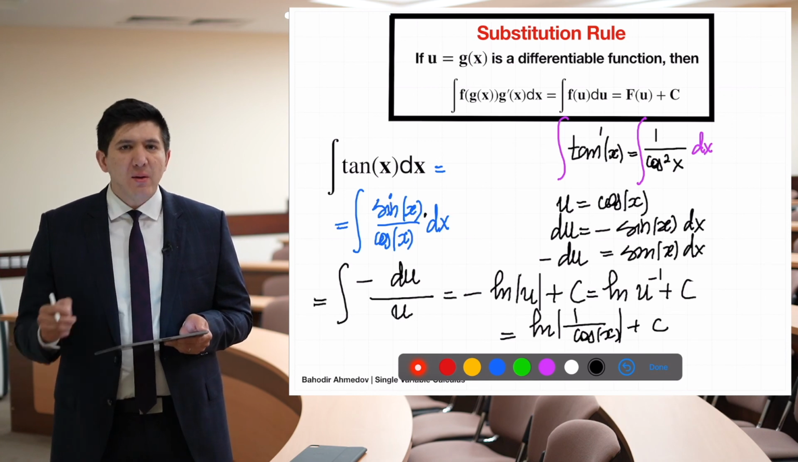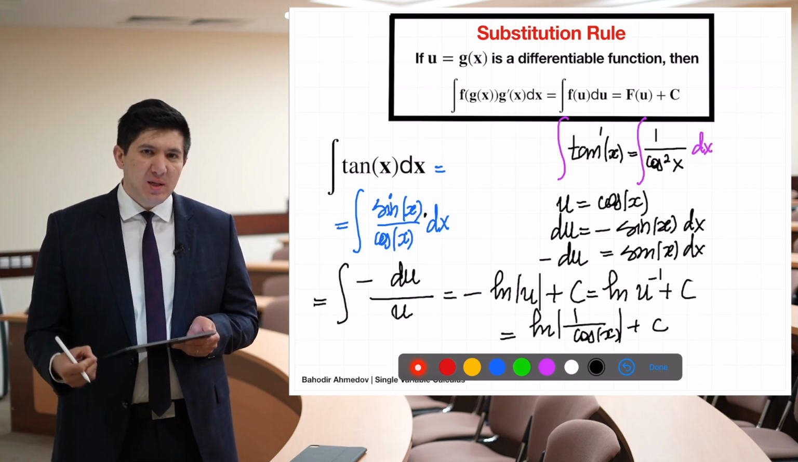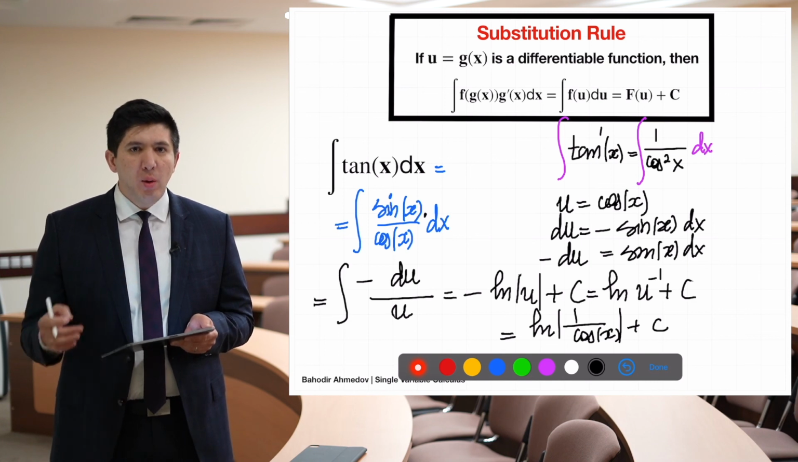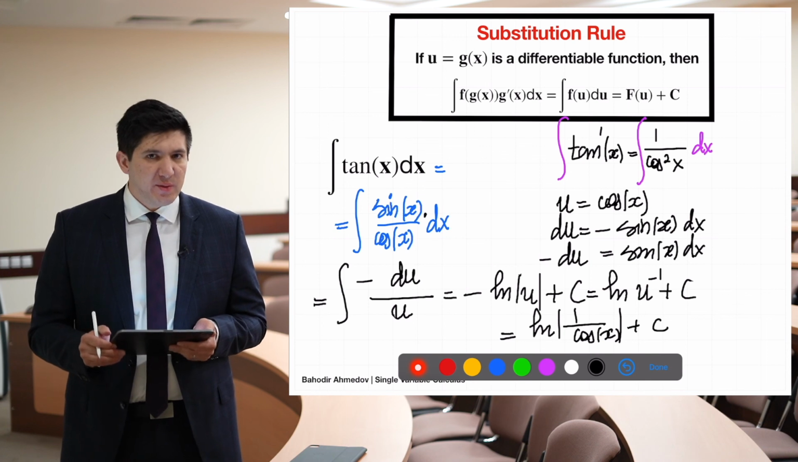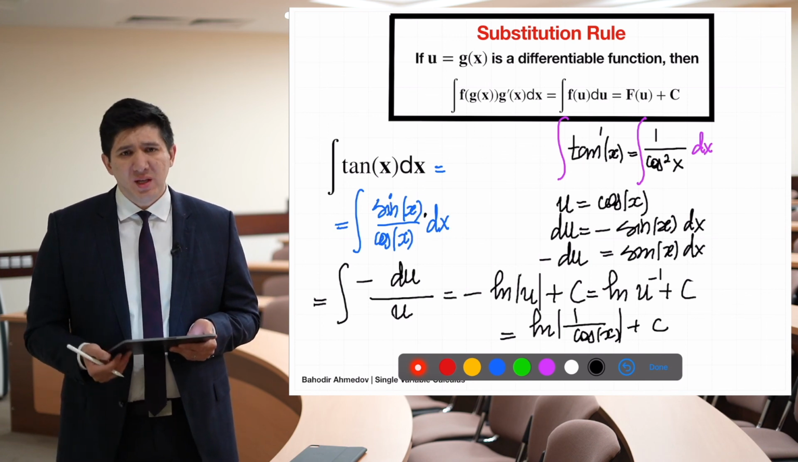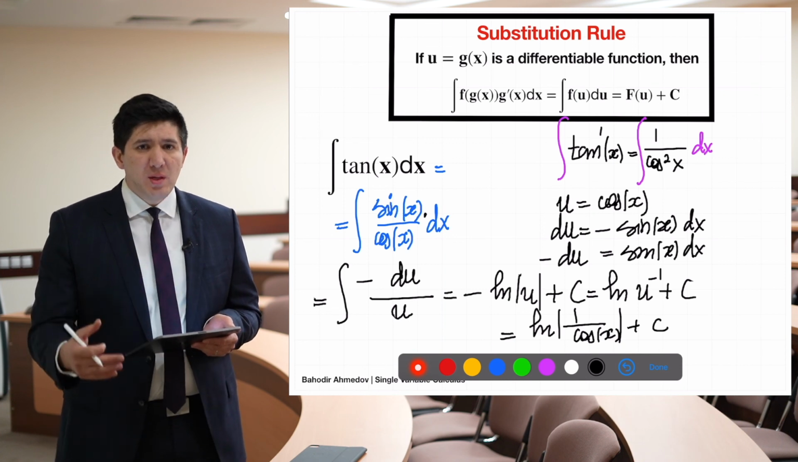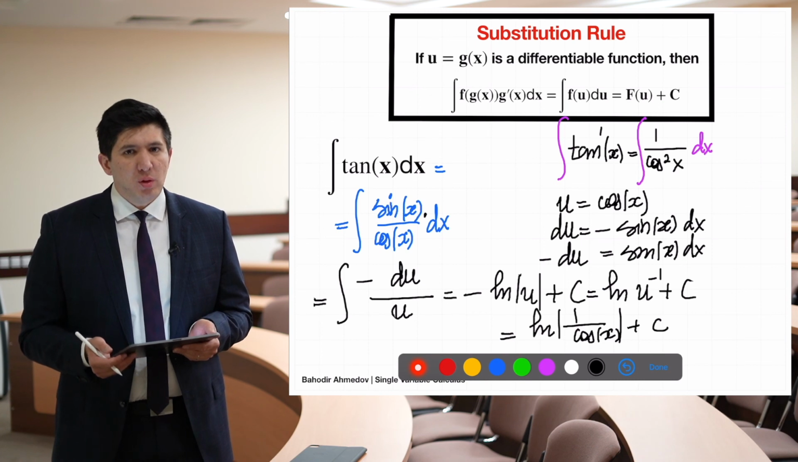Well, this is how the substitution rule works. And again, the main question is you need to be able to know which integration method you need to use in order to find the antiderivatives. So usually finding the antiderivatives or the integration is not an easy job. And you need to always know which method you need to use. And the substitution rule is used when you have a function and its derivative inside your integration.